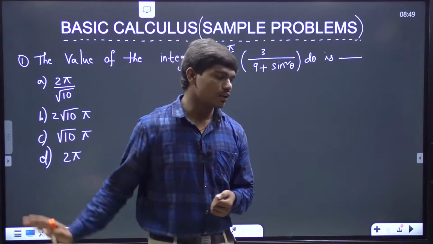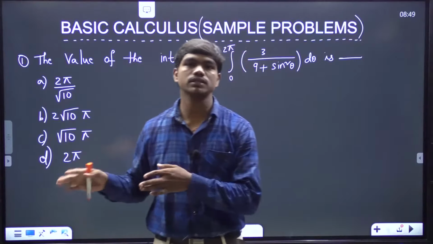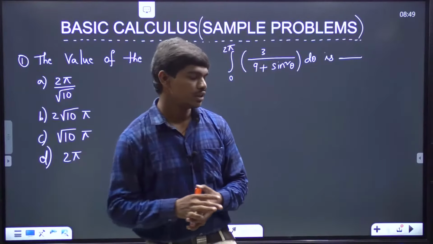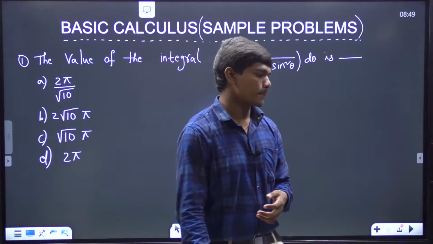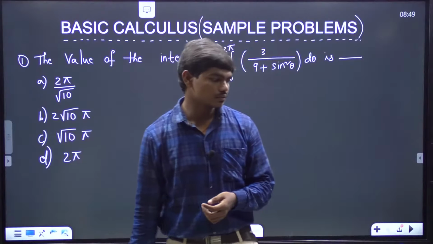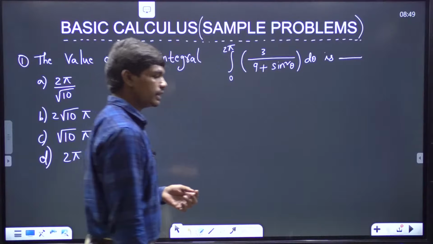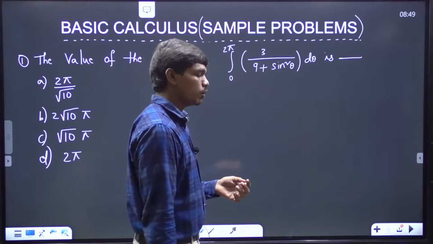So tell me, what's the value of this integral now? See, all these 20 are previous GATE problems. They were asked in different years in different disciplines in the GATE examination. So please solve. And I'm waiting for the first answer. Okay, 2 pi by root 10. Option A. I hope all of you are correct.